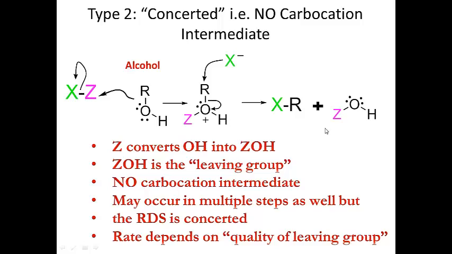All right, where Z is whatever that atom or group of atoms is that was used to make the alcohol a better leaving group. In this particular mechanism, the rate depends on the quality of the leaving group. The better the leaving group, the higher the reaction rate will be. And like I said earlier, it might be in multiple steps, but the rate determining step is concerted.